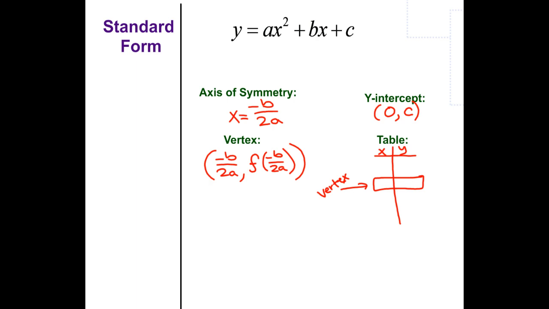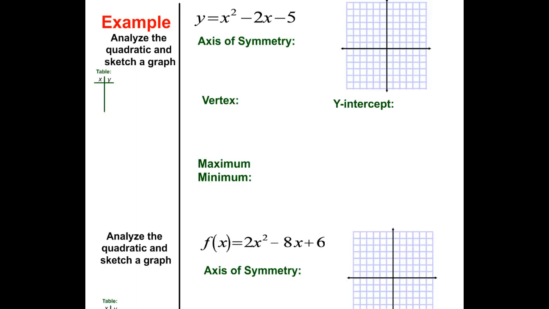All right, let's do some graphing so you guys can actually see what I mean. So here's my first equation, y equals x squared minus 2x minus 5. So the first thing is, let's find our axis of symmetry. Remember, to find your axis of symmetry, x equals -b over 2a. Well, we have our a is 1, our b is negative 2, and our c is negative 5.